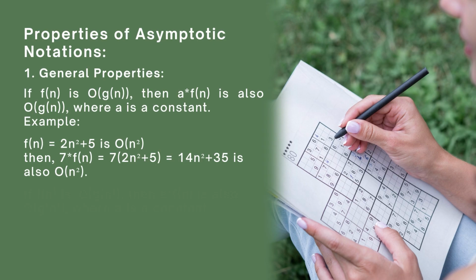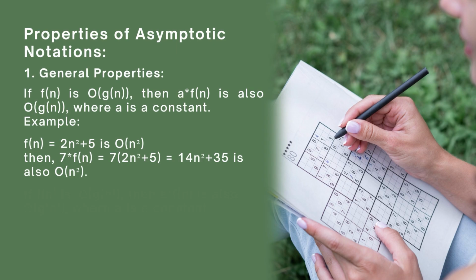If we multiply by a constant, we get the same order, like 2n square plus 5 is big O of n square, you can write. So, 7 times f(n), when we multiply any constant, the big O value cannot be changed. Similarly, this property is satisfied by theta and omega also, right?